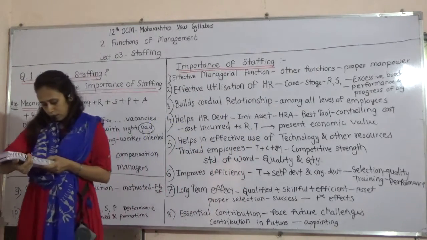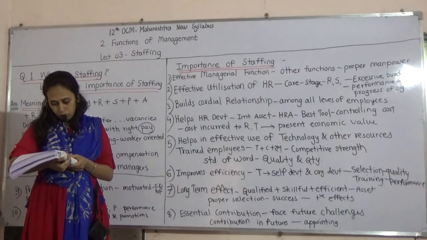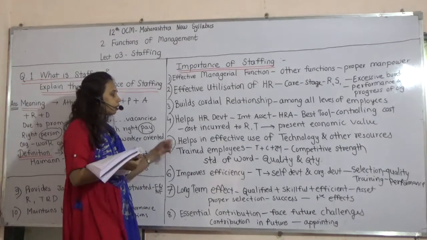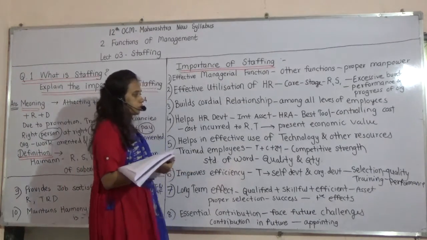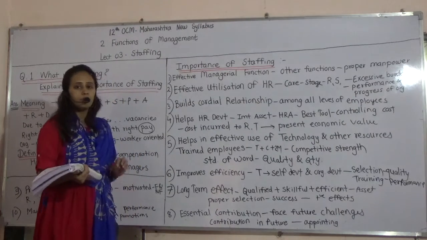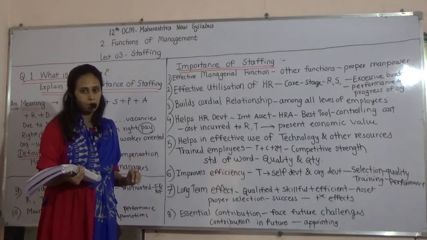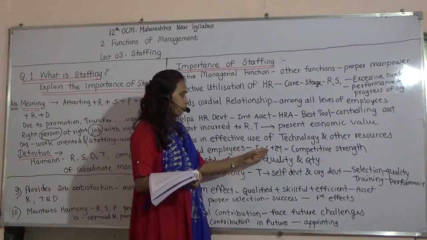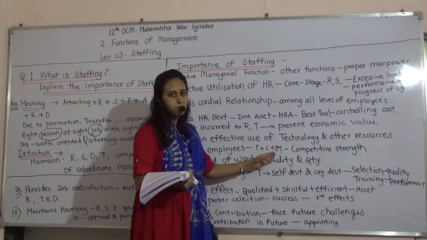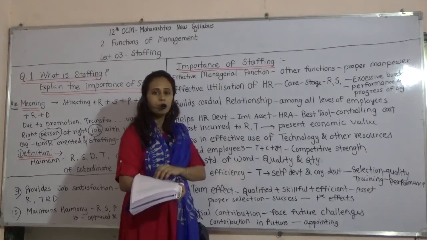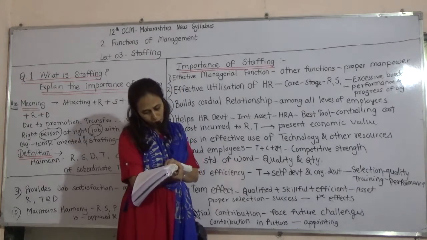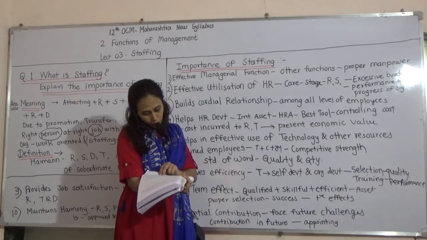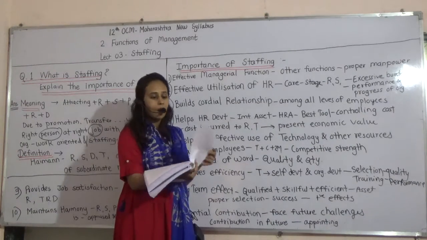Then next, it helps in effective use of technology and other resources. What is effective use of technology and other resources? If you give proper training to your employees about the techniques and machinery methods, then employees will work effectively and competitively. It also helps in improving the standard of work and productivity in terms of quality and quantity.